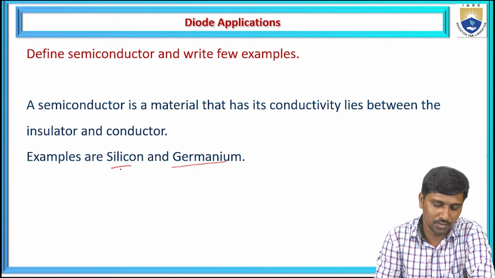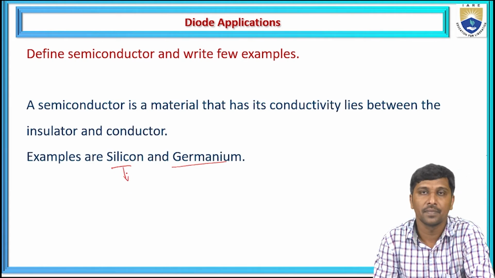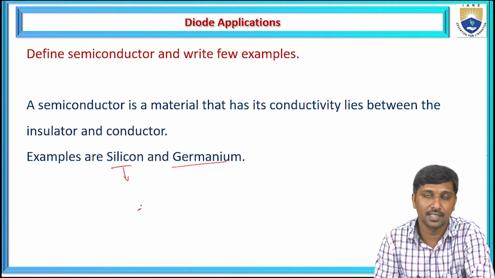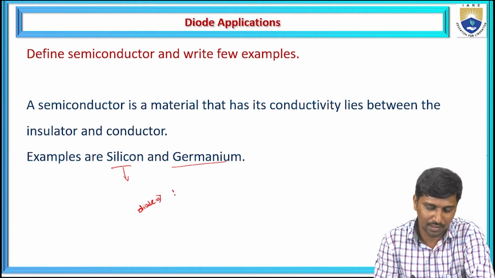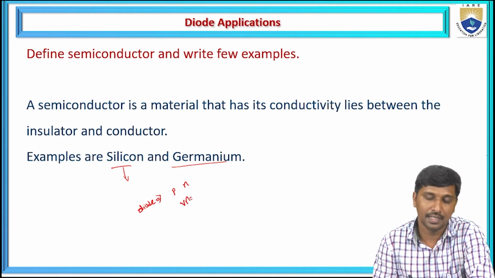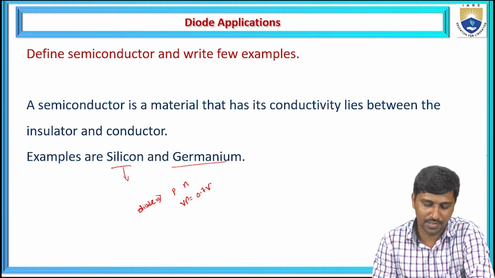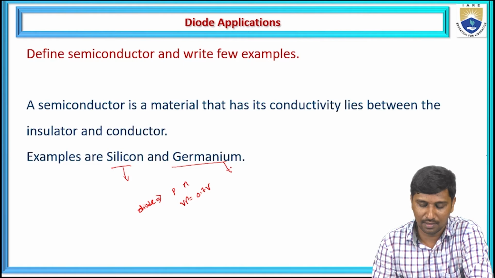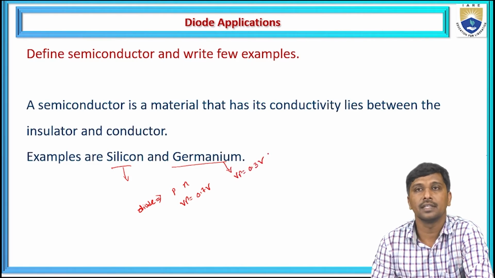We know that silicon has some cut-in voltage, if you want to define a normal semiconductor. A semiconductor means a PN junction, that is, a diode. This diode is made up of P-type and N-type material, belonging to silicon. For silicon, the cut-in voltage is about 0.7 volts. If the diode is made up of germanium, the cut-in voltage for germanium is 0.3 volts.